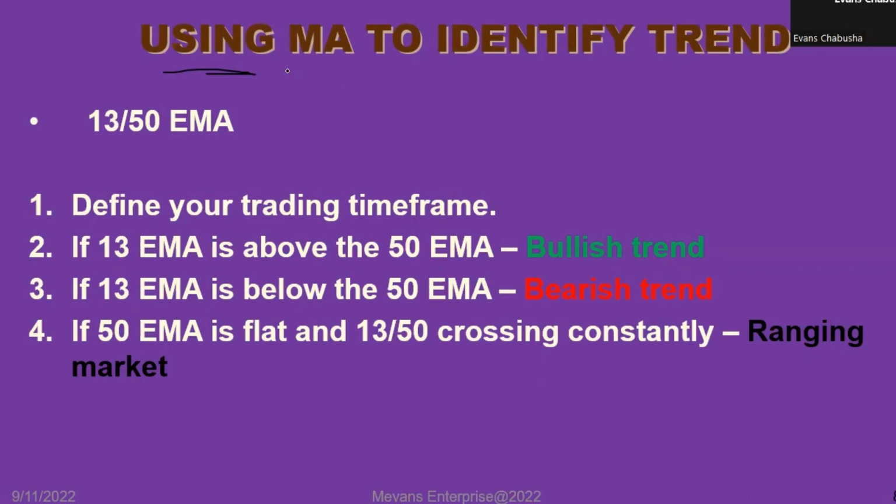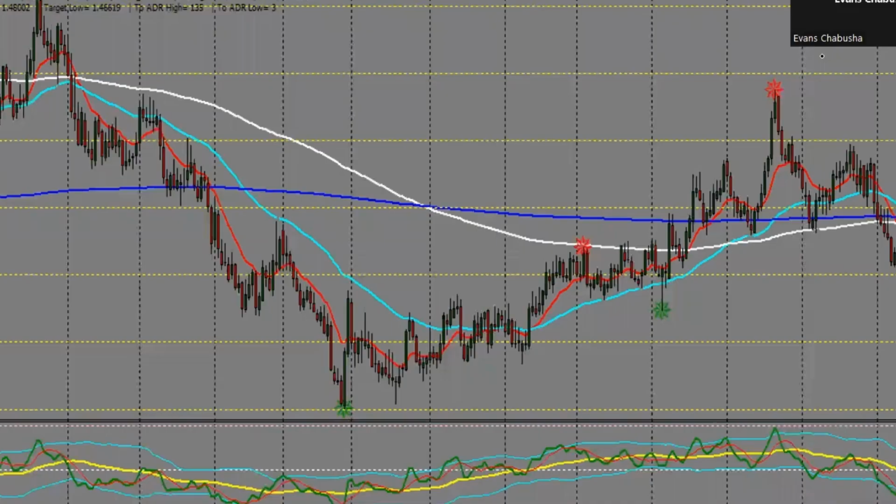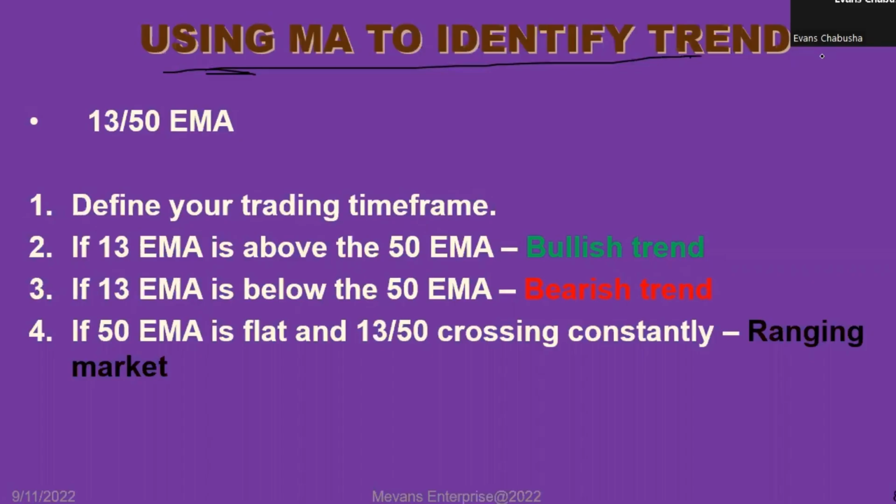If you can see higher highs and lower lows, okay. But there is a simpler way of identifying a trend. There is a simpler way of you just wait and see, and everything will line up. So this simpler way of identifying a trend is by using 13 and 50 exponential moving averages. So these are exponential moving averages.